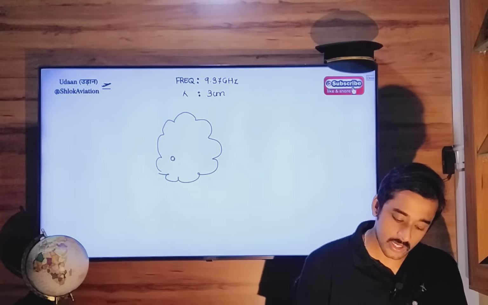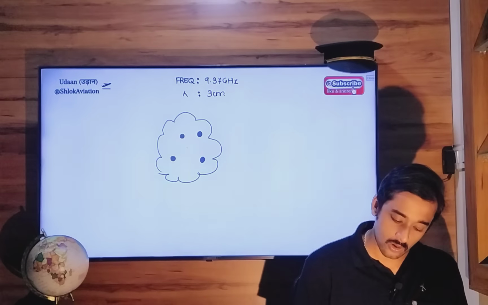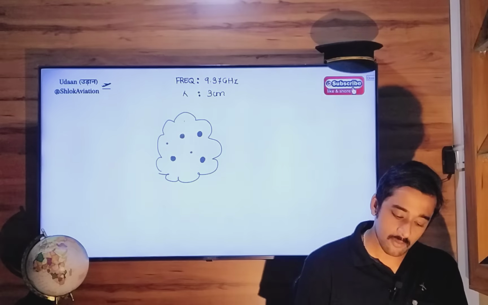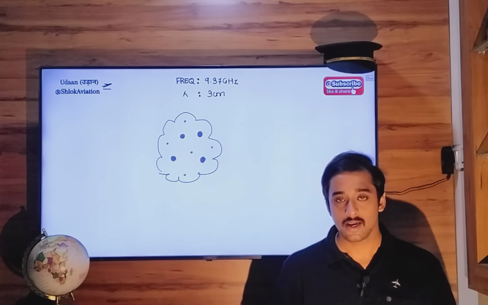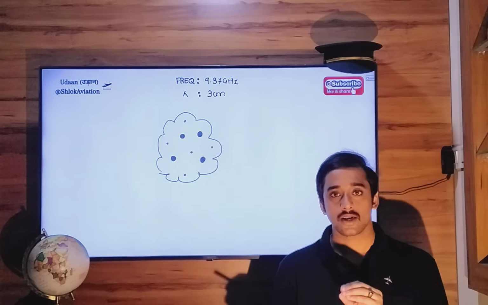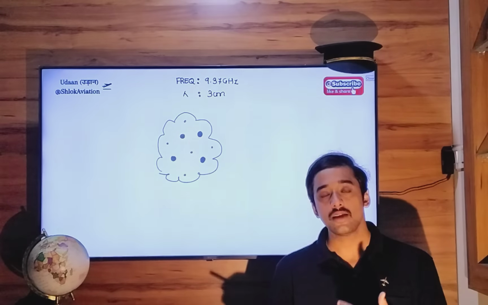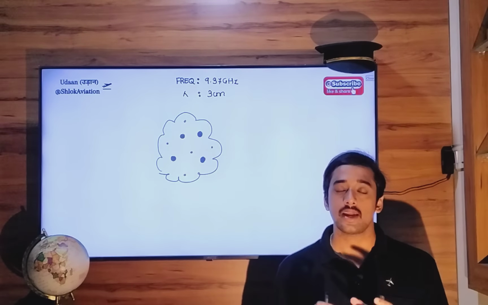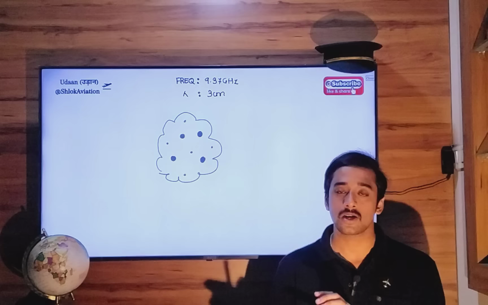There are large water droplets in this cloud as well as some small water droplets. Airborne weather radar is invented to detect turbulence, but it cannot detect turbulence directly. It first detects large water droplets suspended in the cloud. When it detects these large water droplets, then with the help of that information, it can indirectly tell you whether there is turbulence present in that particular cloud or not.